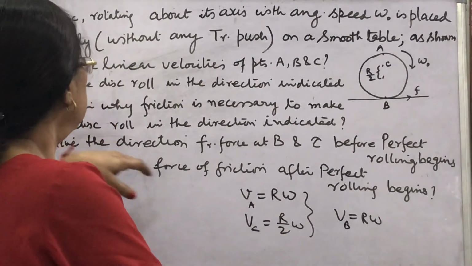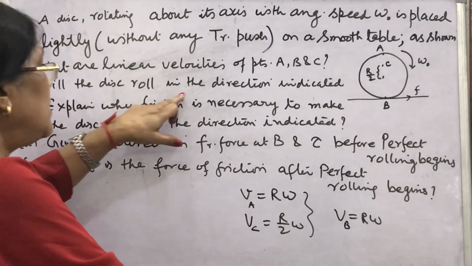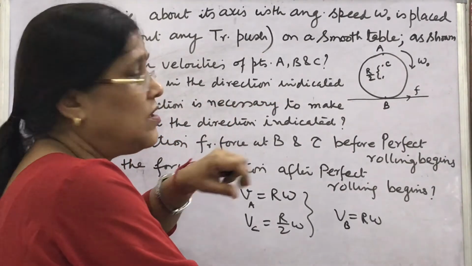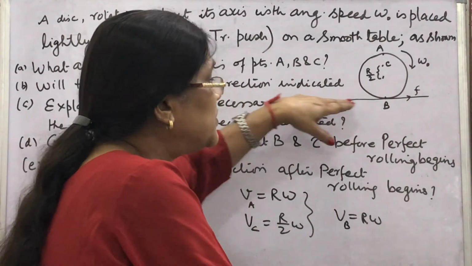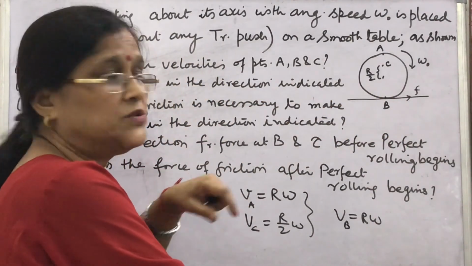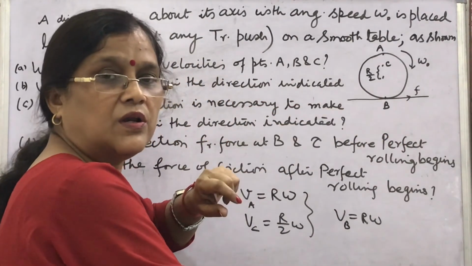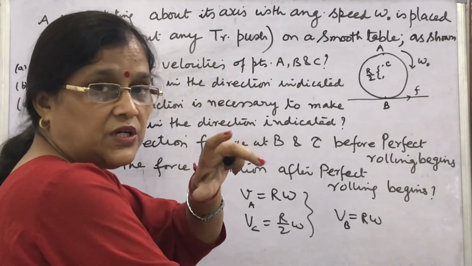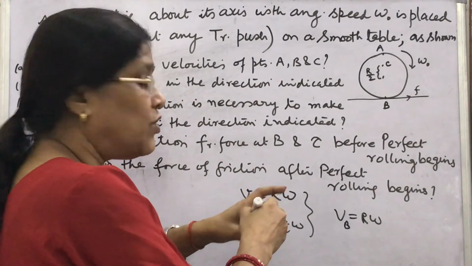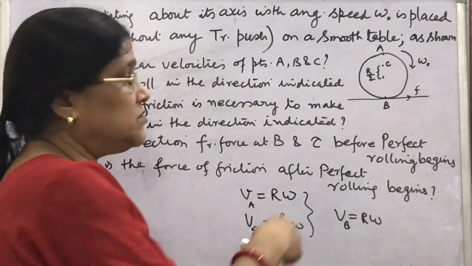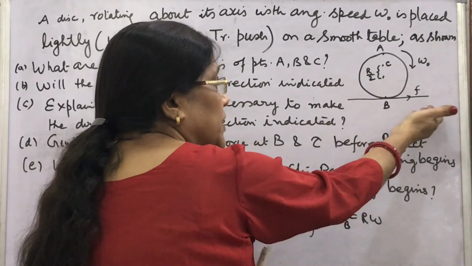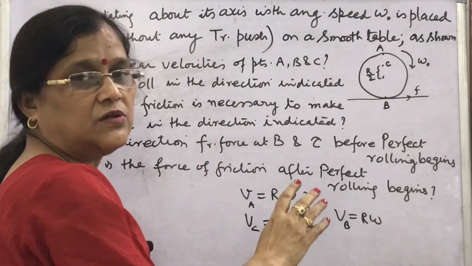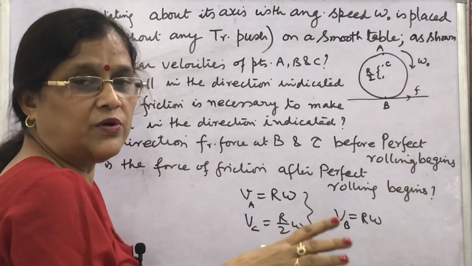These are the speeds. Will the disc roll in the direction indicated? Since the table is smooth, frictionless, the disc will not roll. Why? Because rotational motion requires torque. So there is a smooth table, there is no friction, no tangential force, so it will not roll.